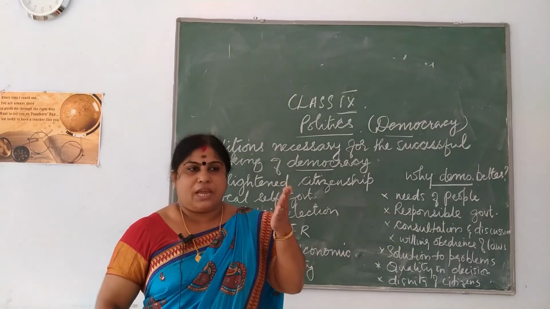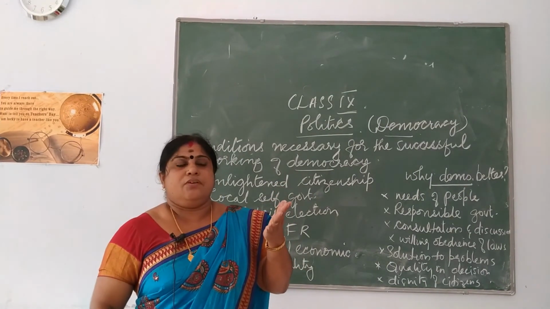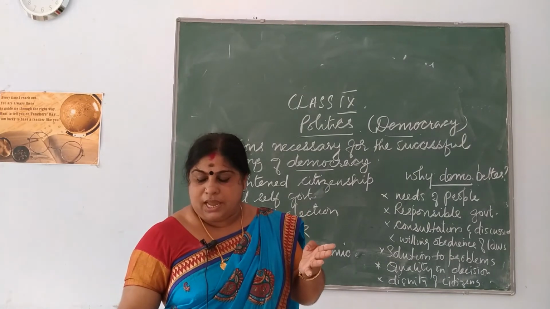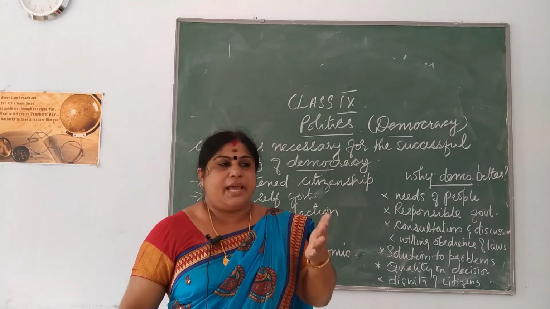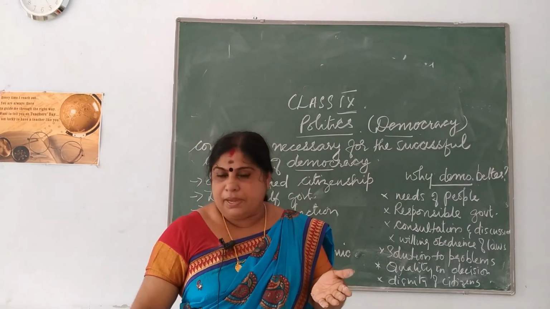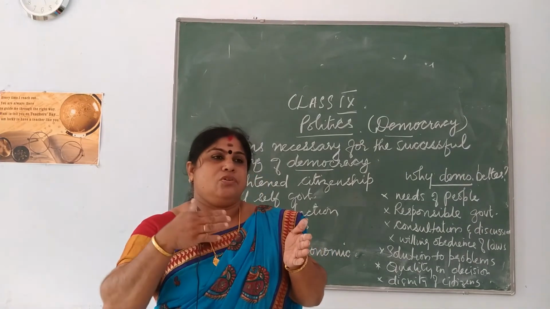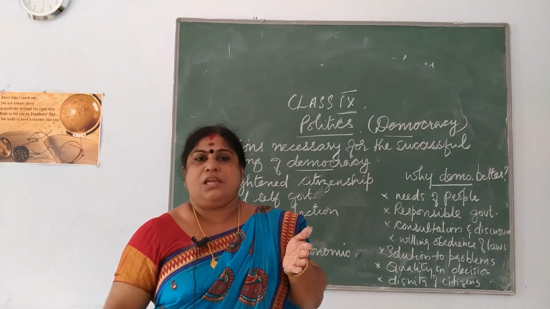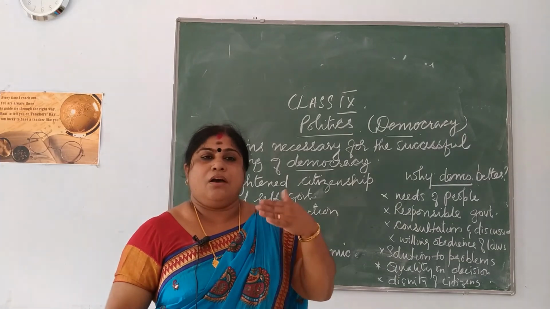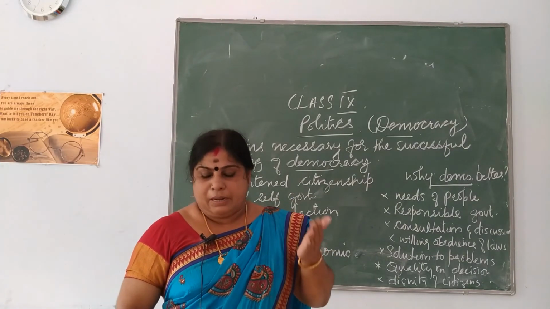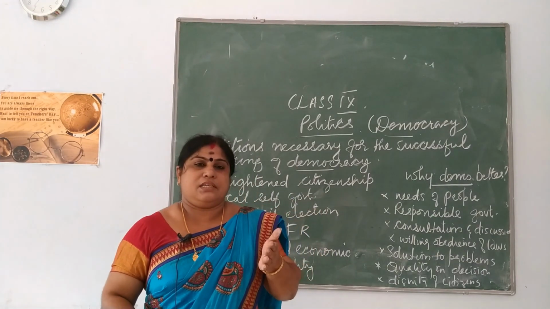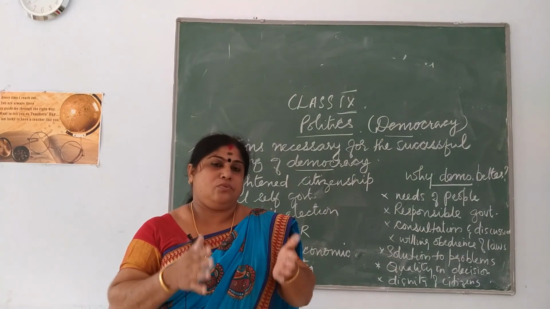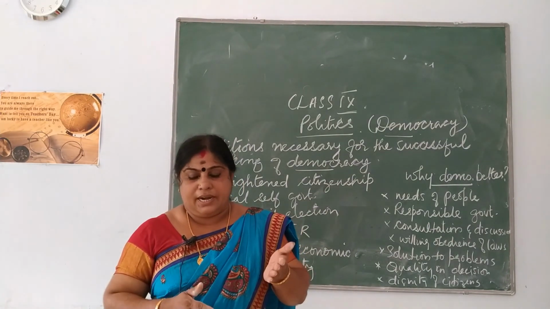Now there are two types of democracy, which you call direct democracy and indirect democracy. In direct democracy, people directly participate, and in indirect democracy, which you call representative democracy, government is held with the help of representatives who are elected by the people through the process of universal adult franchise.